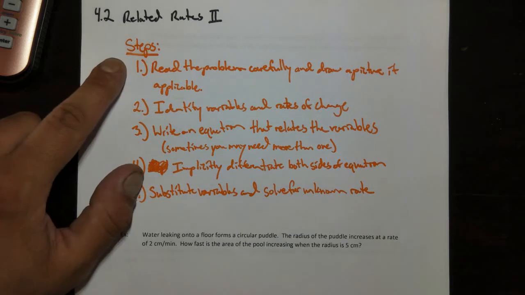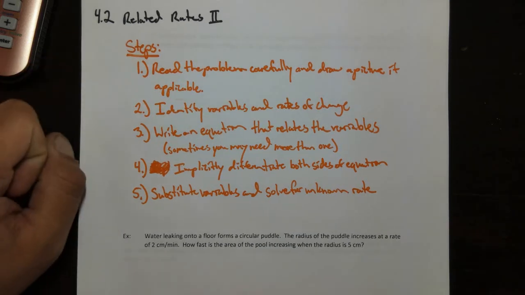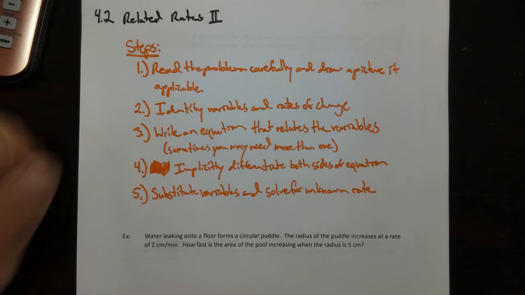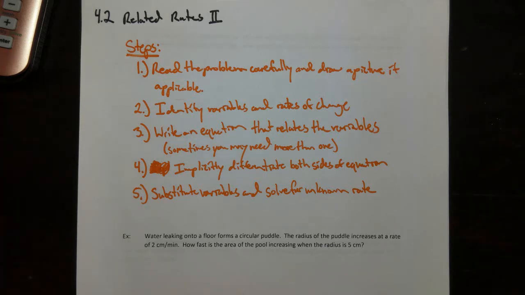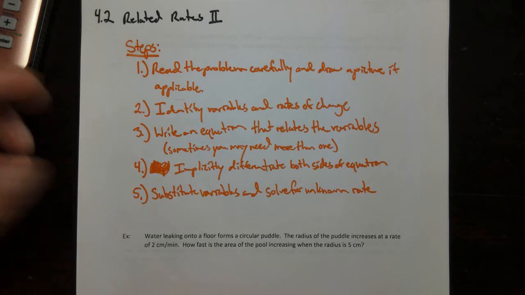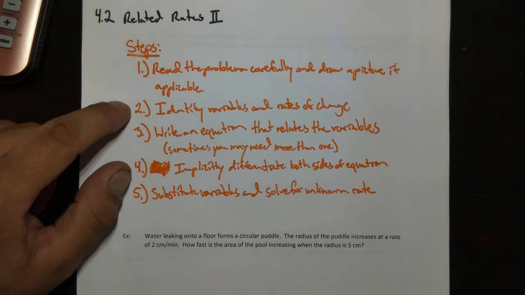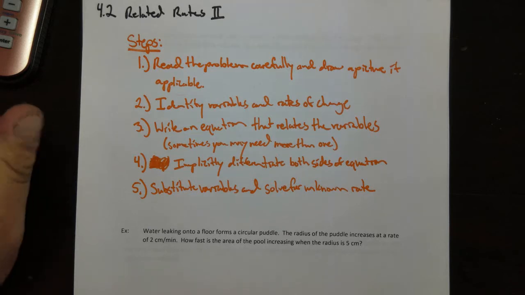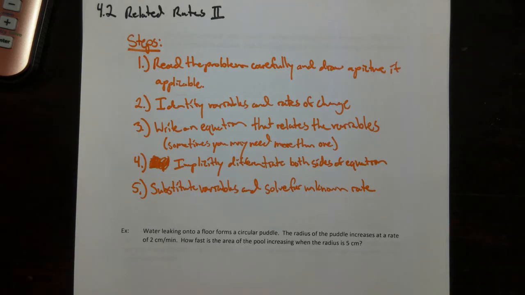First step is read the problem carefully and draw a picture if applicable. So sometimes pictures will help. Well, a lot of times pictures will help, but sometimes we won't really need pictures. Step 2, identify the variables and rates of change. So we need to label the variables. It'll help keep everything together and orderly.